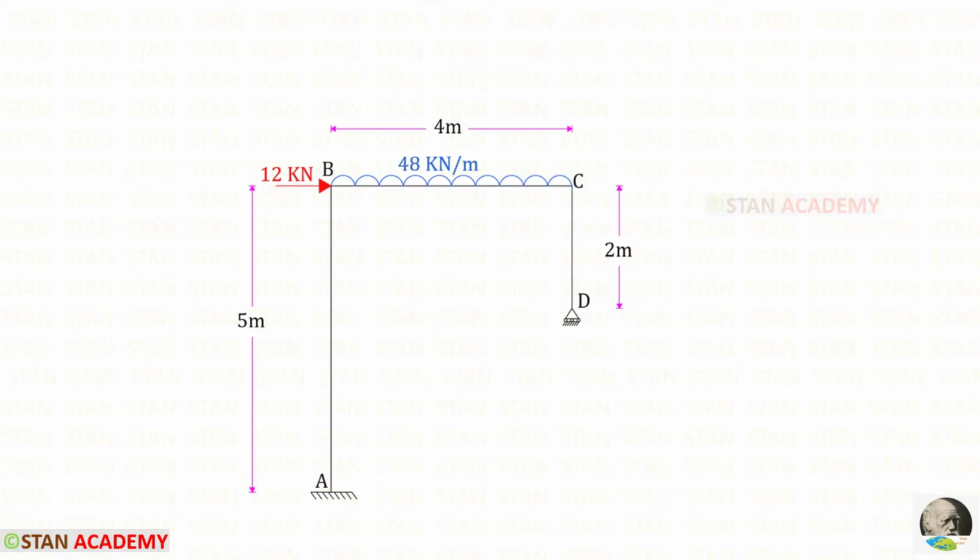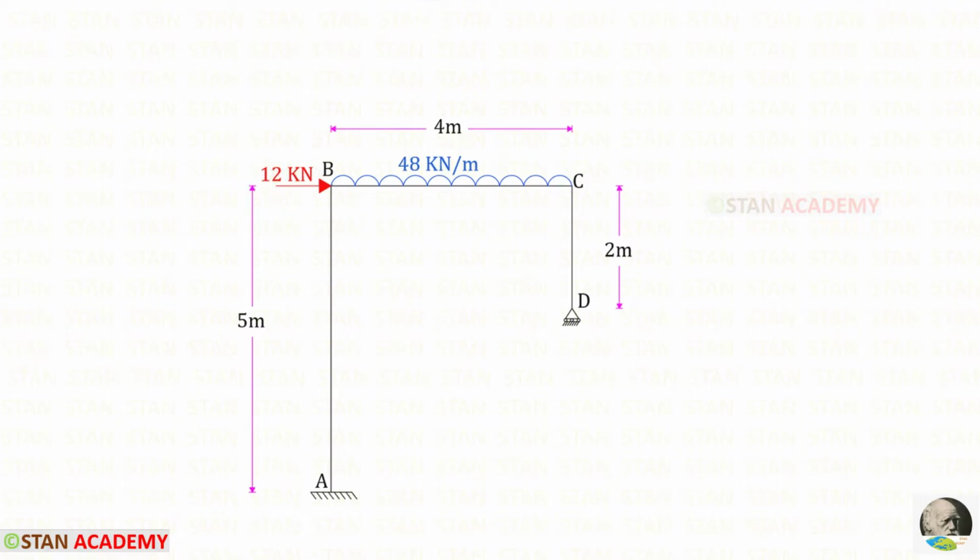In both of the columns there is no load. In the beam BC we have a uniformly distributed load of 48 kN per meter. It is acting for the whole span. In the joint B, there is a nodal point load of 12 kN. It is acting towards the right side.